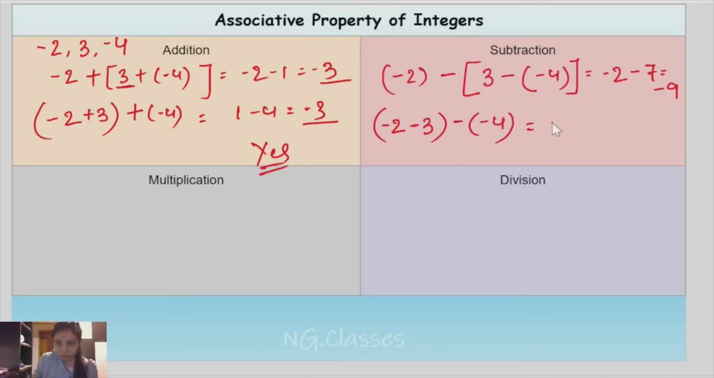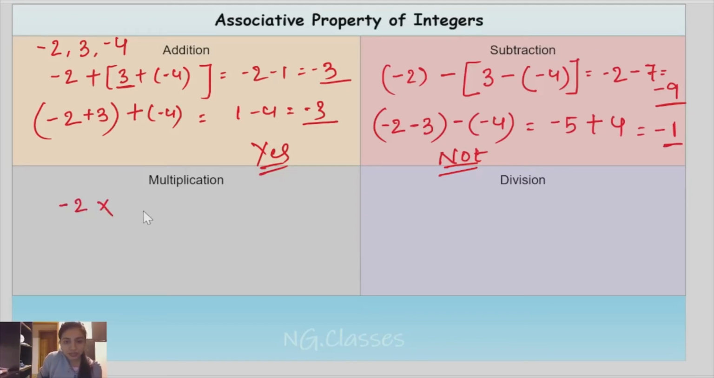This will give -5 minus +4. When we open the bracket, we will get -1. So -9 we are getting from the first case and -1 from the second case. So no, subtraction is not associative for integers. Same thing we'll check for multiplication.